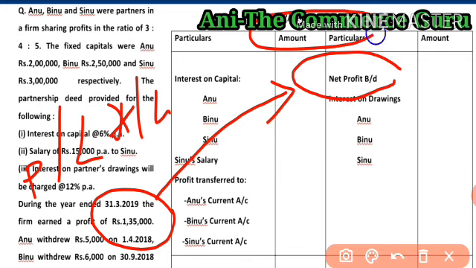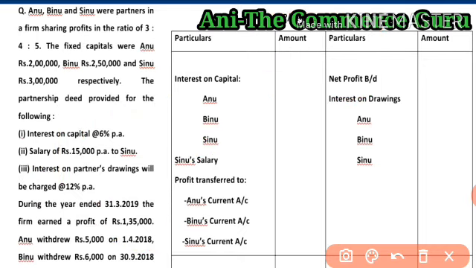So this net profit we get from the P&L account, and that amount we are transferring to the P&L appropriation account. That's our first step in preparing the P&L appropriation account: transferring the net profit from the P&L account to the credit side of the P&L appropriation account. So the amount is 1,35,000. In the amount column we will write 1,35,000.